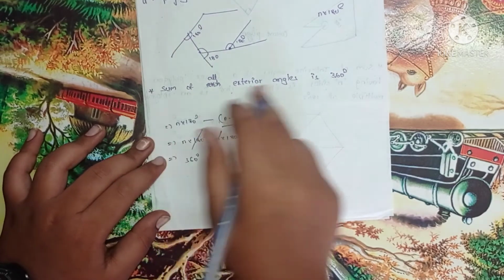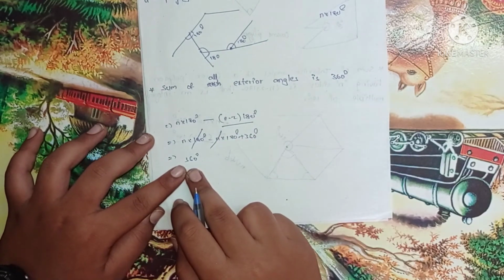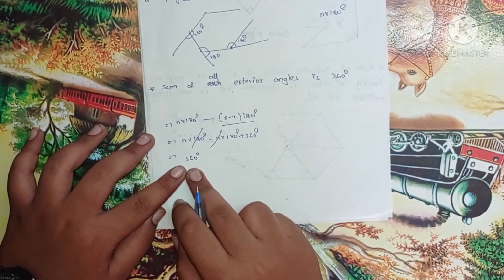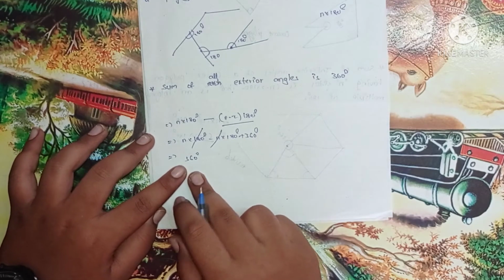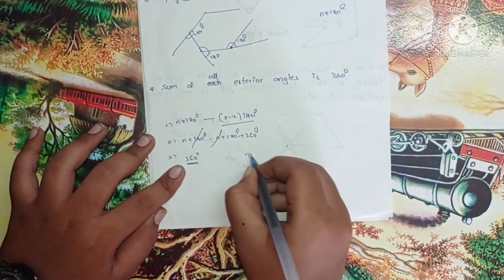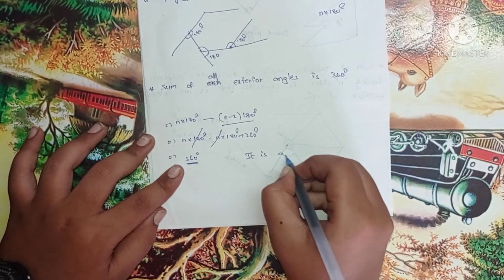The sum of all exterior angles in a given polygon having n sides, or any number of sides, is 360 degrees. So it is a constant value.